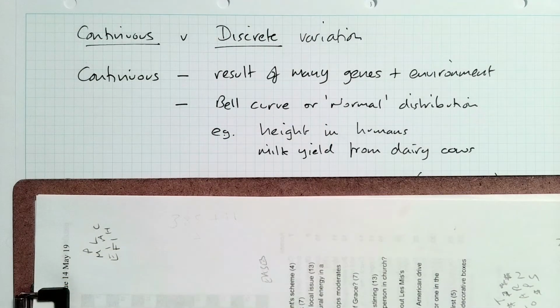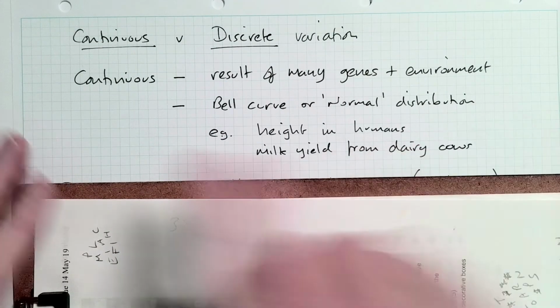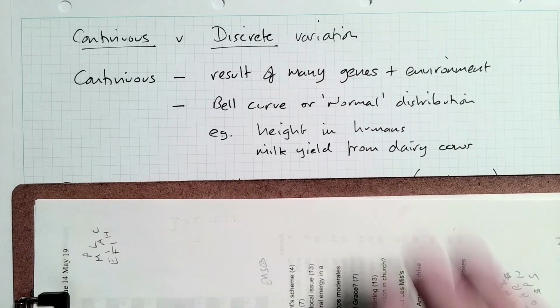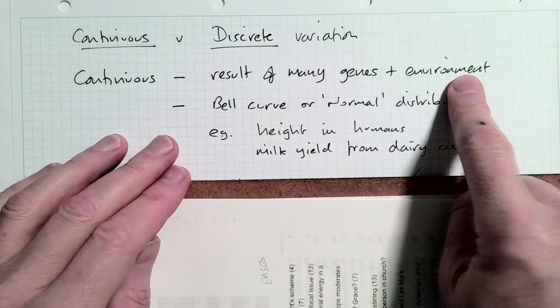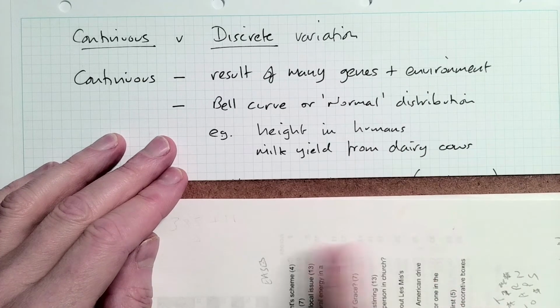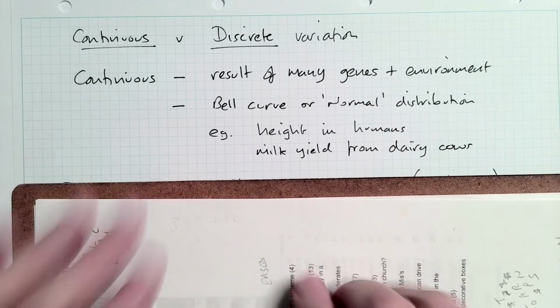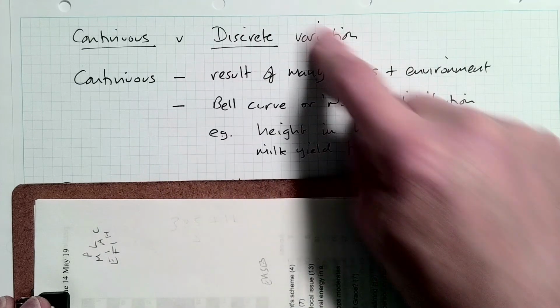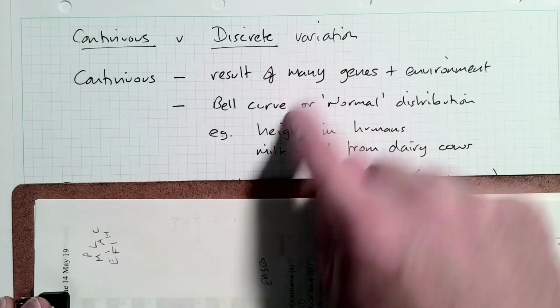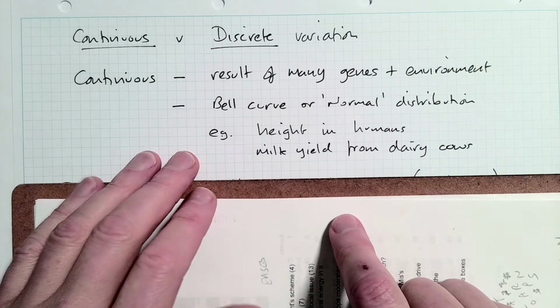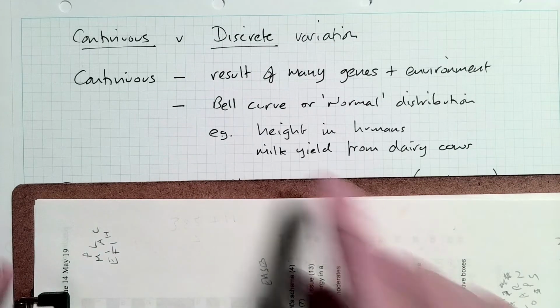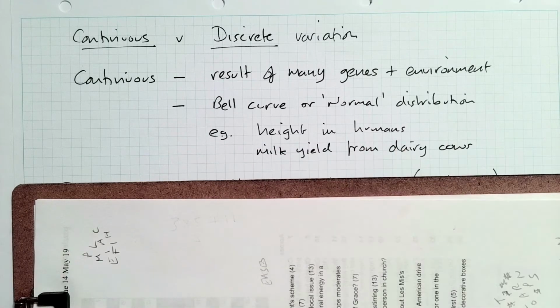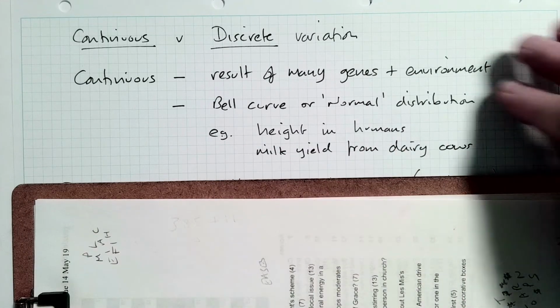So we'll do that. And here we have continuous versus discrete variation. Continuous variation is the result of many genes and their interaction with the environment. We get a bell curve or a normal distribution. We see many individuals in the center and a few on the edges. Usually the center is somewhere close to where the environment is now. Examples are height in humans and milk yield in dairy cows.